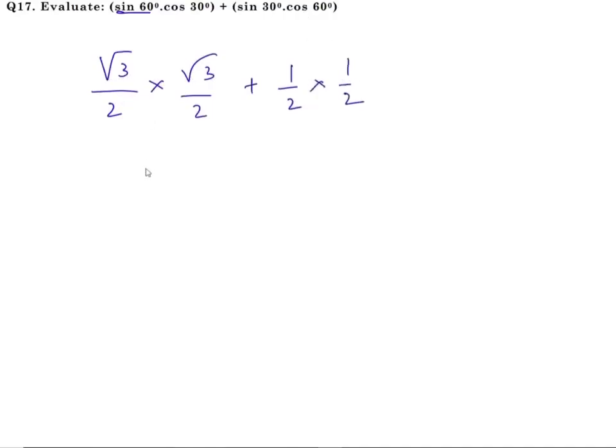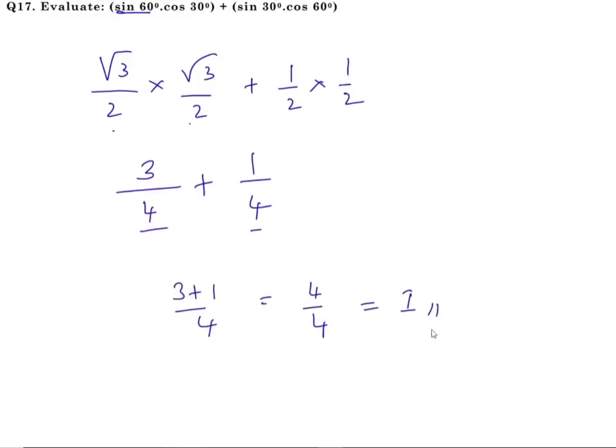Now multiply root 3 into root 3 is 3 by 2 2s are 4, plus 1 into 1 is 1, 2 2s are 4. Now since the denominators are same, directly you can add the numerators. That is 3 plus 1 by 4. What you get is 4 by 4, which is equal to 1.